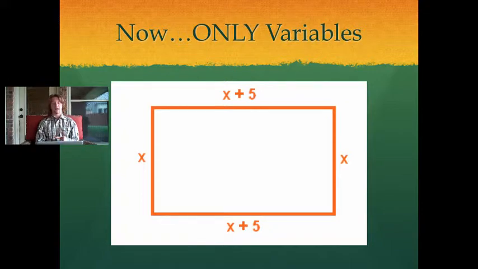You've got x plus 5 and x plus 5 on the top and bottom, and then x and x on the sides. So I'm going to actually give you the perimeter, and you've got to create equations to find that. So the perimeter is going to be 30. Now I'm going to give you a second. Go ahead and pause the video if you need to find an equation to equal 30 so that you can actually find what x is.